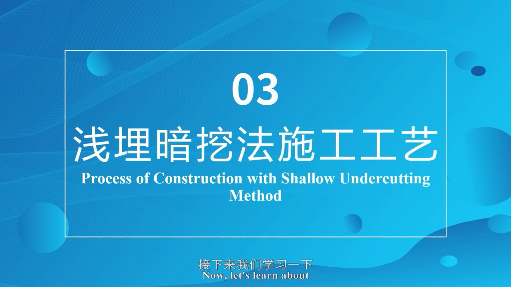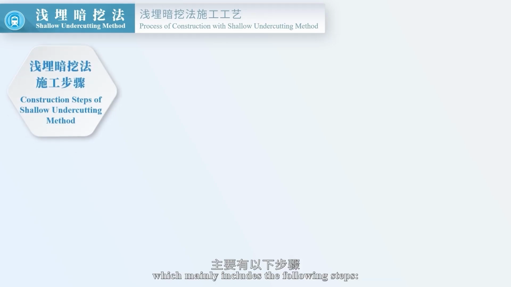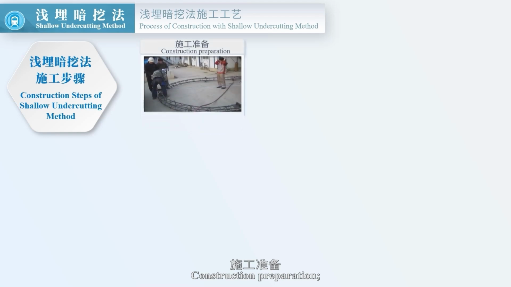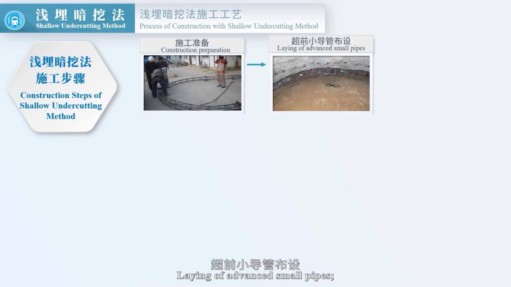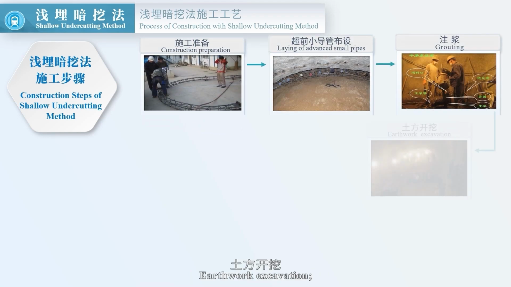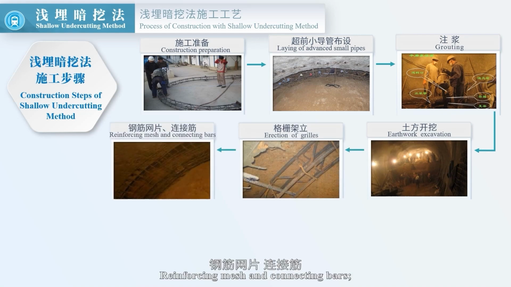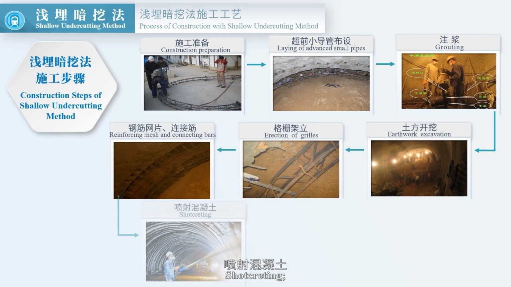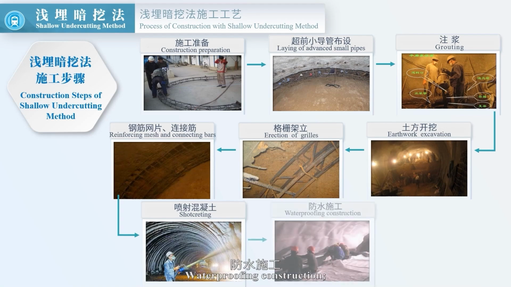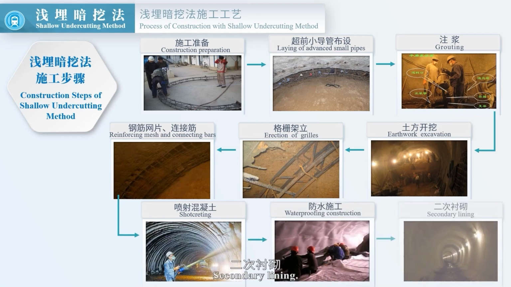Now, let's learn about the process of construction with the shallow undercutting method, which mainly includes the following steps: construction preparation, laying of advanced small pipes, grouting, earthwork excavation, erection of grills, reinforcing mesh and connecting bars, shotcreting, waterproofing construction, secondary lining.